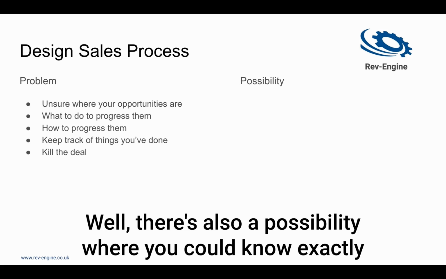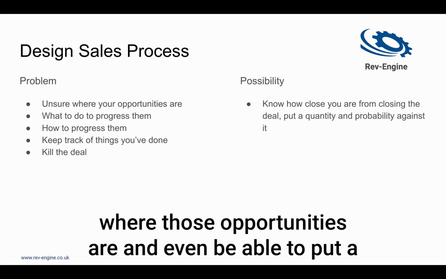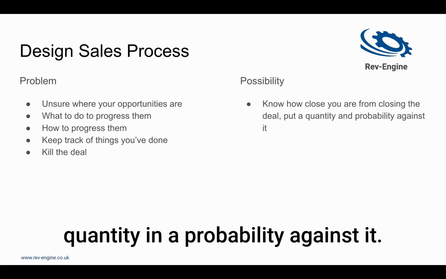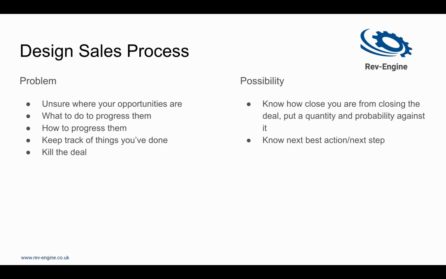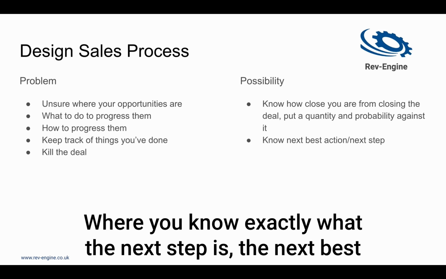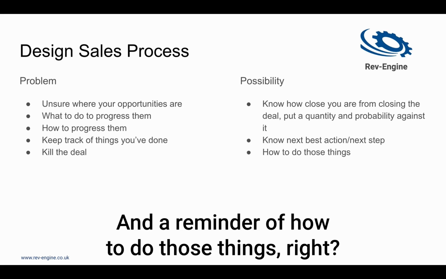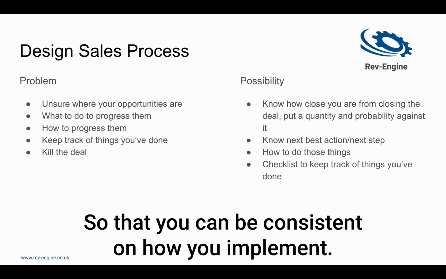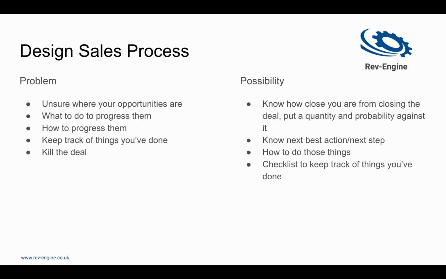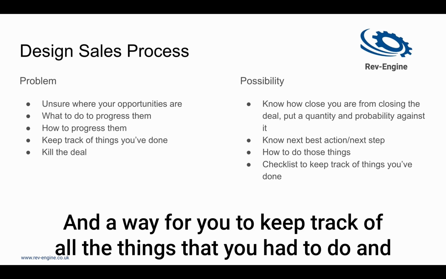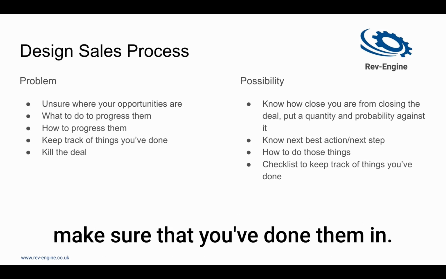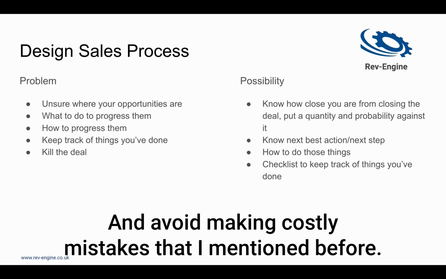But there's also a possibility where you know exactly where those opportunities are and are even able to put a quantity and a probability against it, where you know exactly what the next step is, the next best action that you need to be doing to progress that opportunity. And a reminder of how to do those things, so that you can be consistent in how you implement. And a way for you to keep track of all the things that you had to do and make sure that you've done them and avoid making the costly mistakes that I mentioned before.